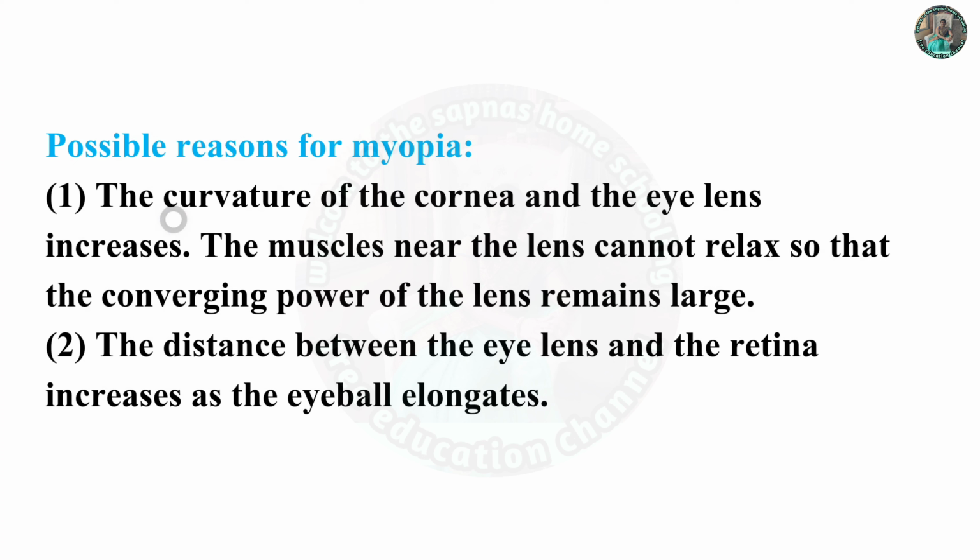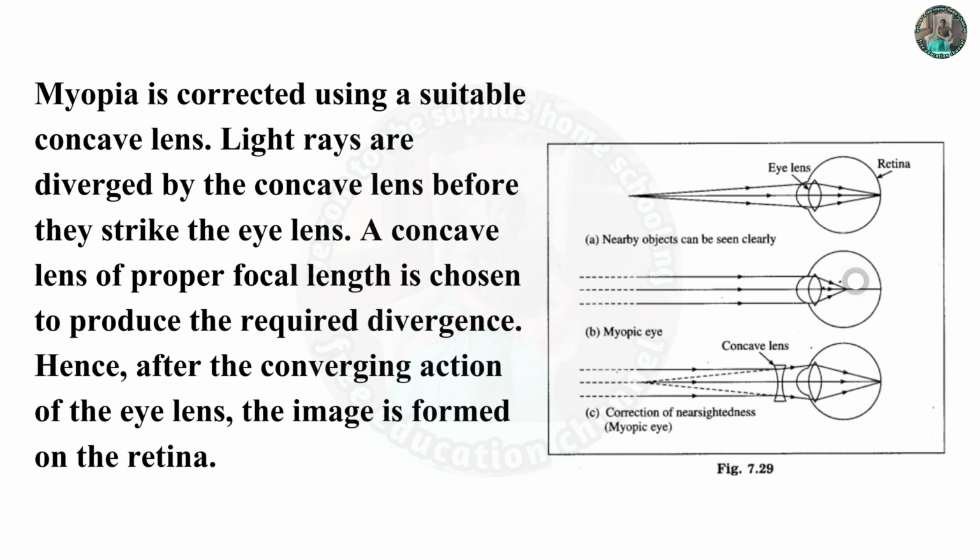Possible reasons for myopia. First, the curvature of the cornea and the eye lens increases. The muscle near the lens cannot relax so that the converging power of the lens remains large. Second, the distance between the eye lens and the retina increases as the eyeball elongates.